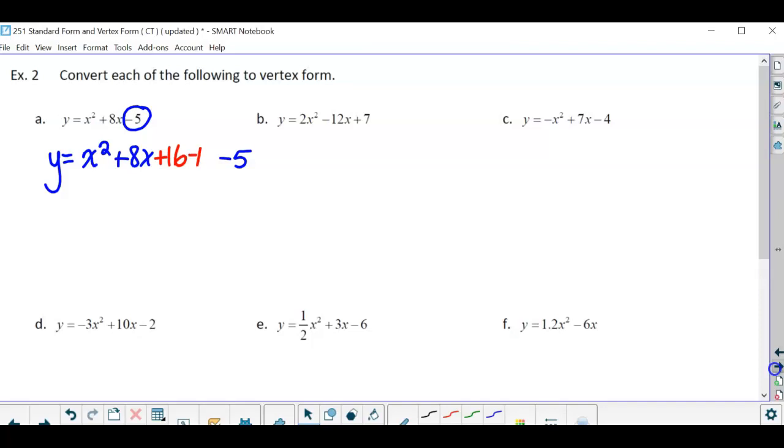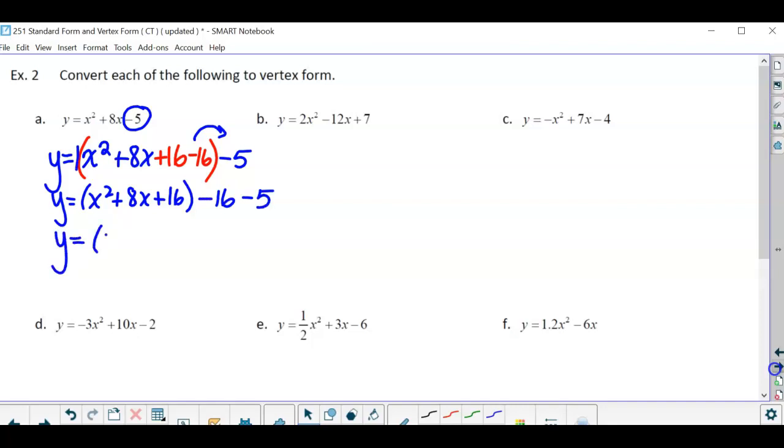Okay, so what I want to do is subtract 16. And I'm going to put that in brackets. So I'm adding it and subtracting it. Then I'm going to move the brackets. Okay, so I'm bringing this negative 16 out. There's nothing in front of the bracket on the left. It's a 1, so it's worth negative 16 when I bring that out. And now I can factor. The bracket, negative 16 minus 5 is negative 21. Okay, so that's vertex form.